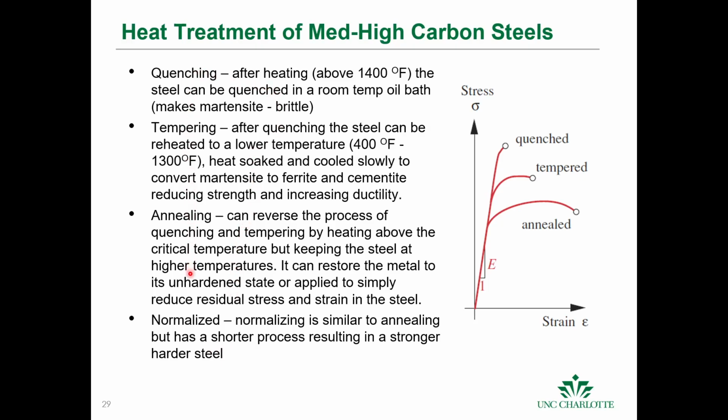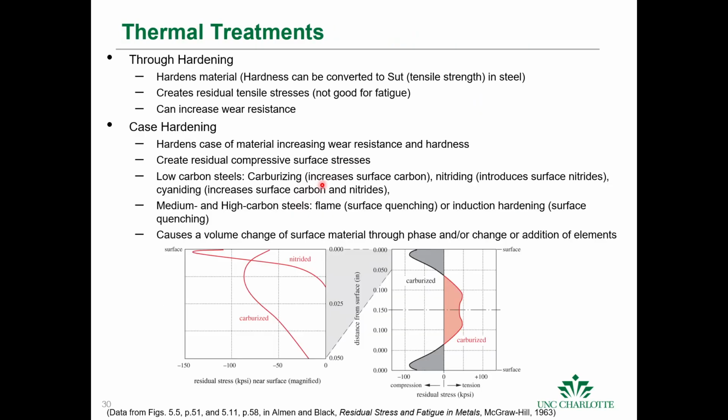So these are the different processes that we use on steels. And when you buy a material, you can buy the material that's been tempered, annealed, or normalized, and should have at least this high level view of what's going on.